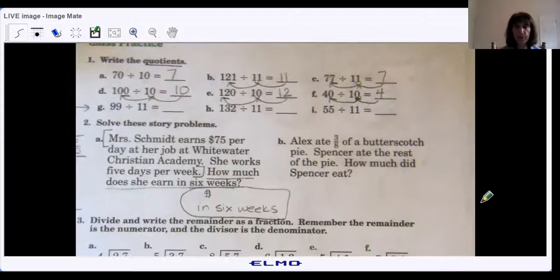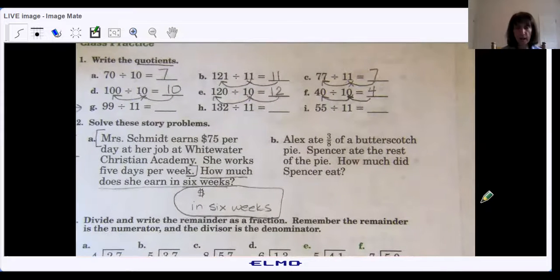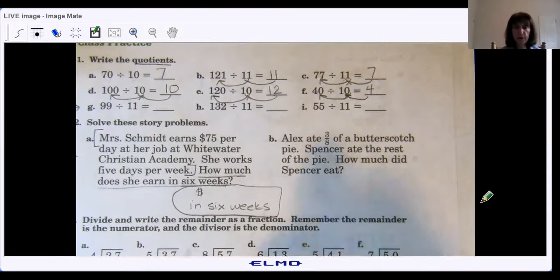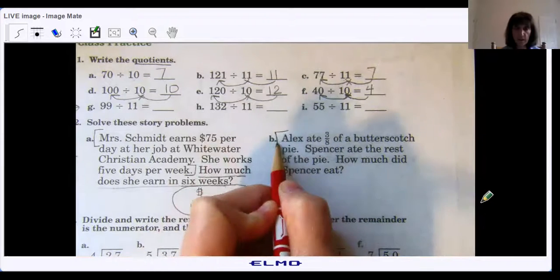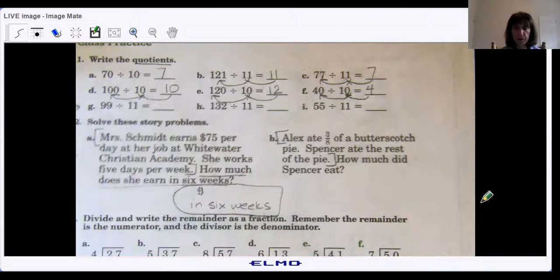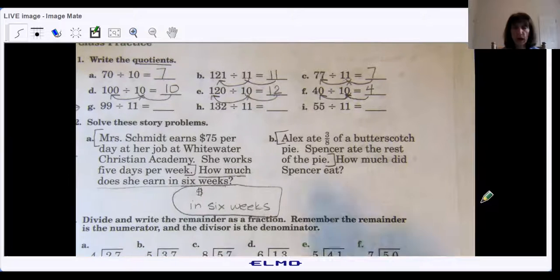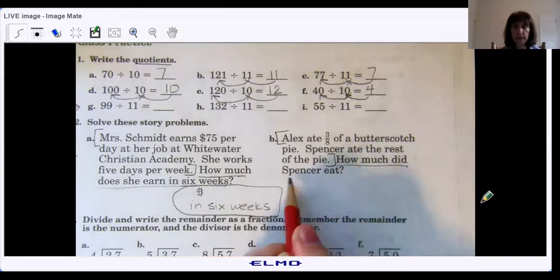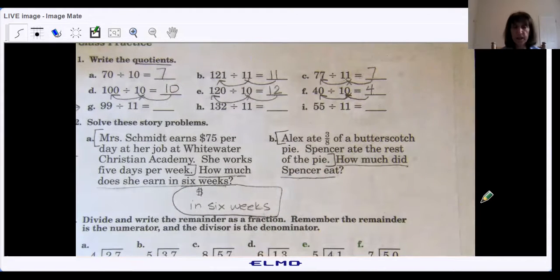B, Alex ate 3/8 of butterscotch pie. Spencer ate the rest of the pie. Spencer ate a lot more than he did. Okay, so bracket our information. What's our question? How much did Spencer eat? So we want to know, how much did he eat?